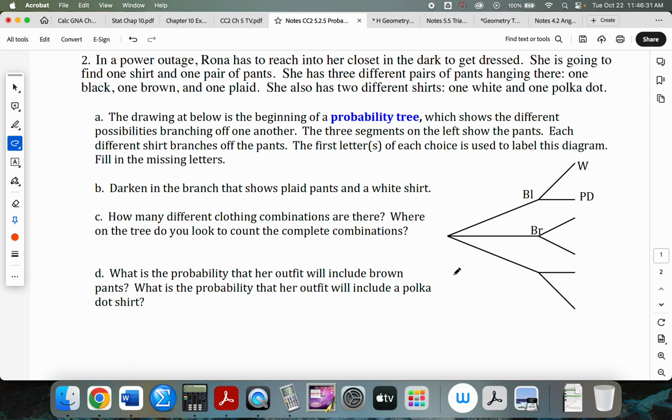You could make a probability table for this, but you can also make a probability tree. So this is your starting point, and this is all the different possibilities of the first event. So she's picking the pants, either black or brown, or what was the other one?